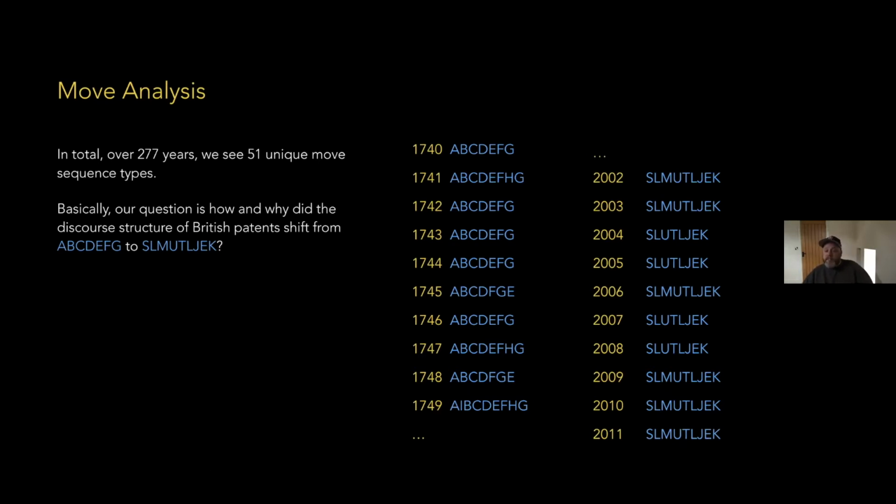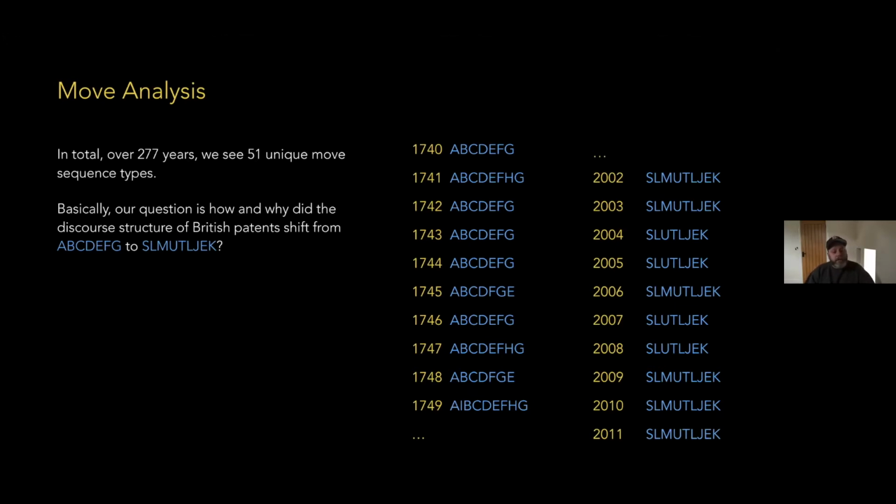But in some ways, you can see where it goes, and you can see by the end, by 2011, it looks nothing like it did back in 1740. So it goes from A, B, C, D, E, F, G to something very different, and there's only one thing remaining there, I believe, and that is the E, which is the description of the patent, and so of the actual invention.